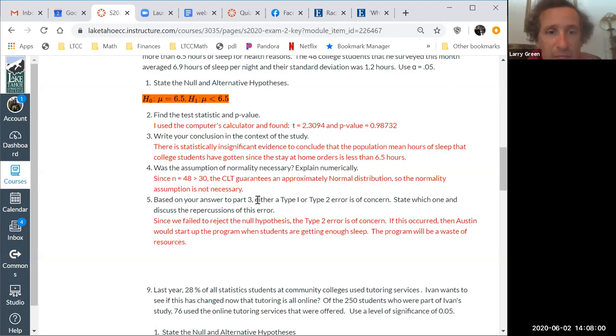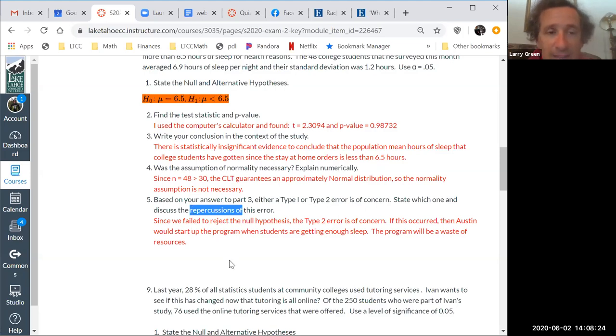Okay, use part 3 to decide whether type 1 or type 2 are of concern. So first thing, we have insignificant evidence. That means we failed to reject the null hypothesis. The type 2 error is the one that talks about failing to reject the null hypothesis.